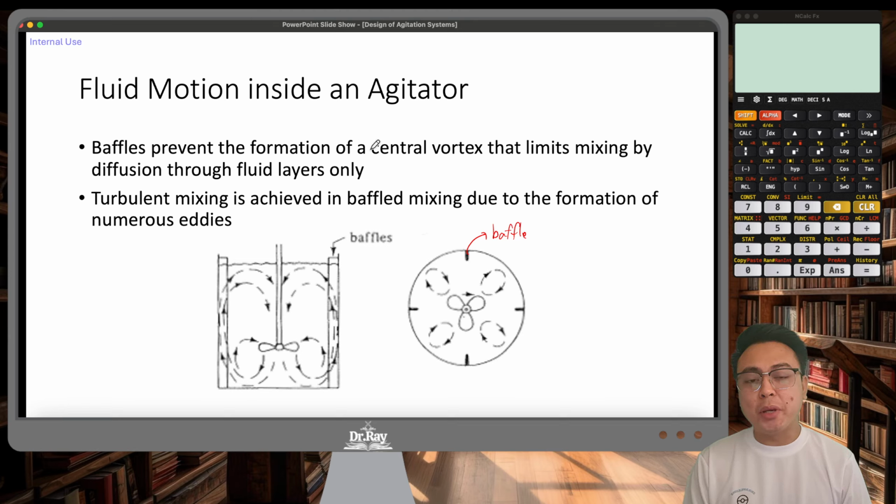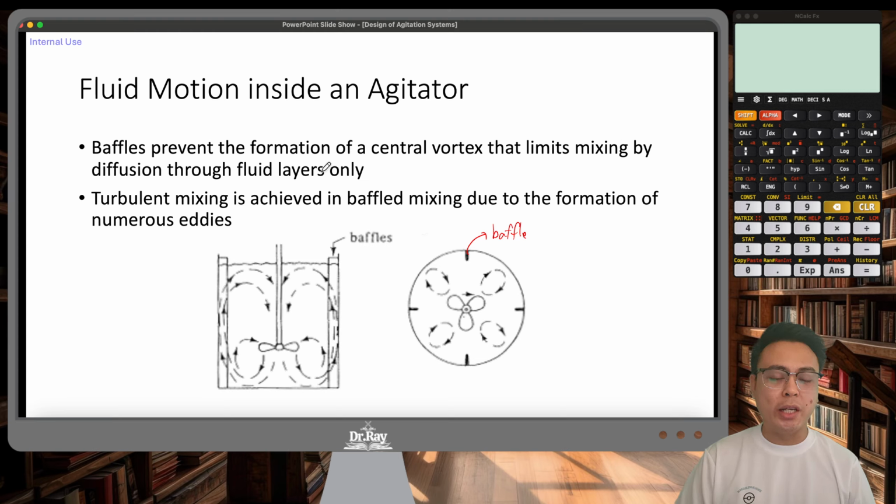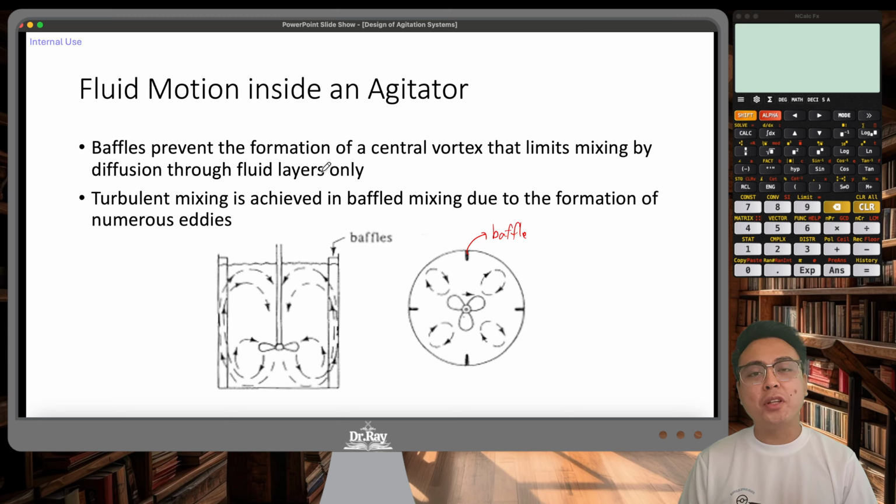Baffles prevent the formation of a central vortex that limits mixing by diffusion through liquid layers only. In short, without baffles and with slow mixing speed, oftentimes you would just have diffusion as your limiting mass transfer mode. But if you install baffles and increase the rotational speed of the impeller, what you're promoting is convective mass transfer. And we all know that convective mass transfer is faster compared to simple diffusion mass transfer. And that is achieved through turbulent mixing.